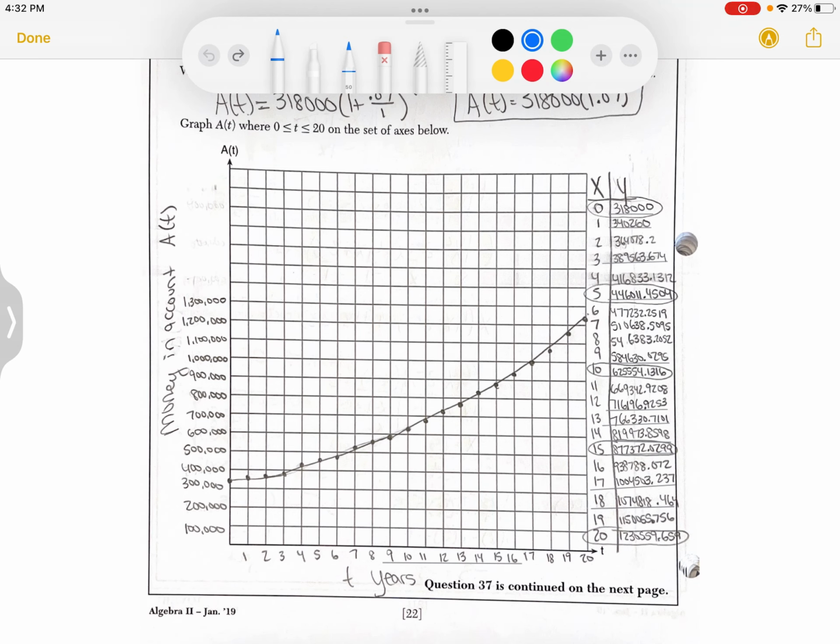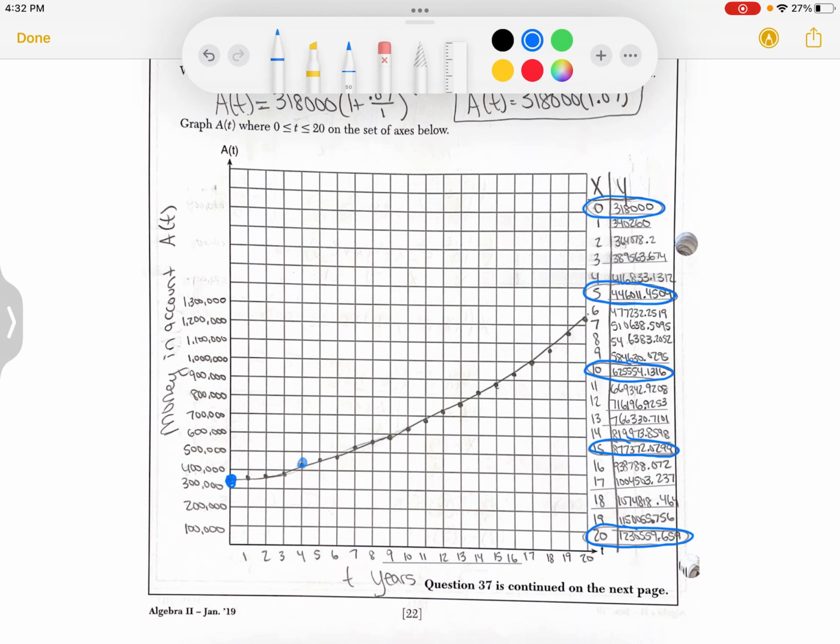So obviously that is a lot of points. I went above and beyond just to show you my graph. But you don't have to plot every single one of those points. You just have to get enough points to make a good graph. So since I have to graph it from 0 to 20, you'll notice over here I circled some points. I circled every 5. If you plot these that are circled, that is plenty to get a good graph.